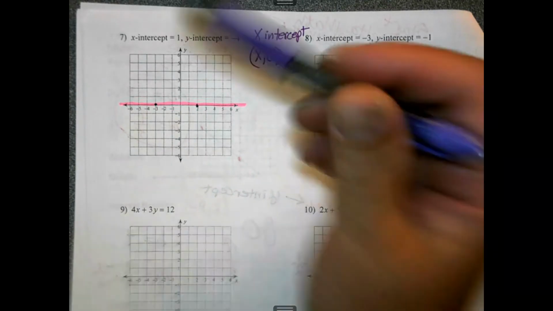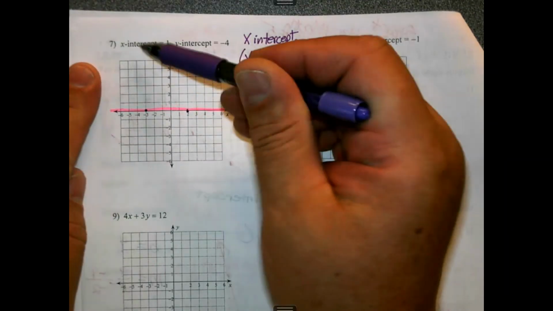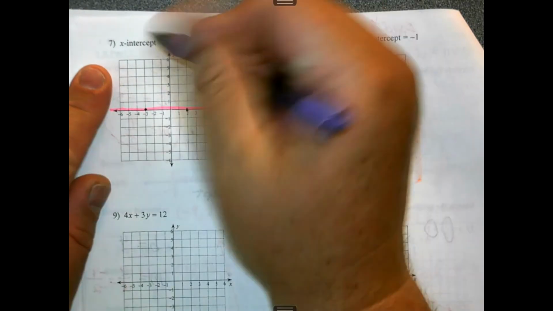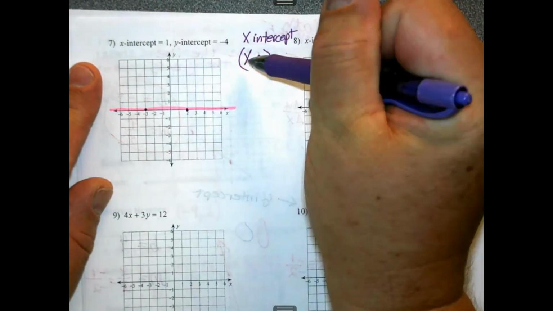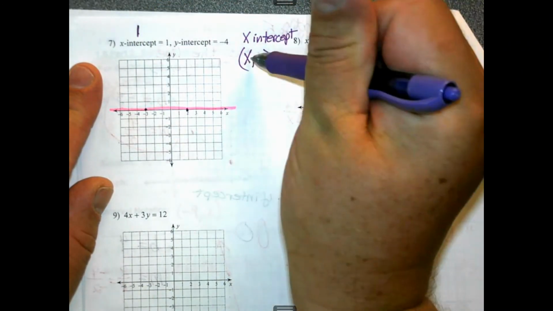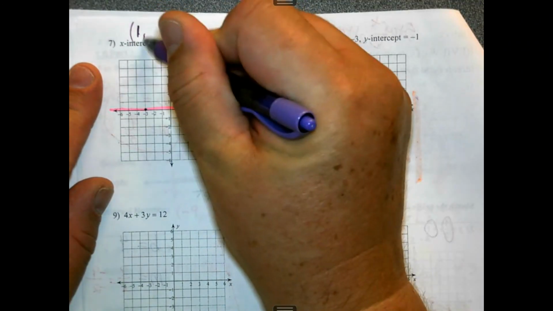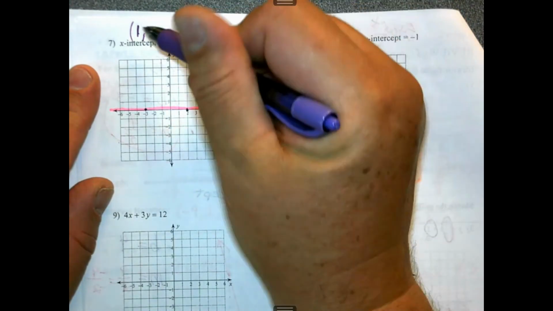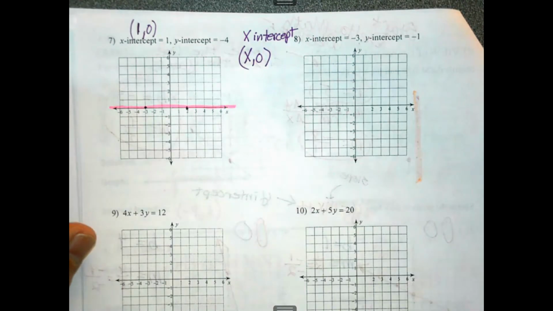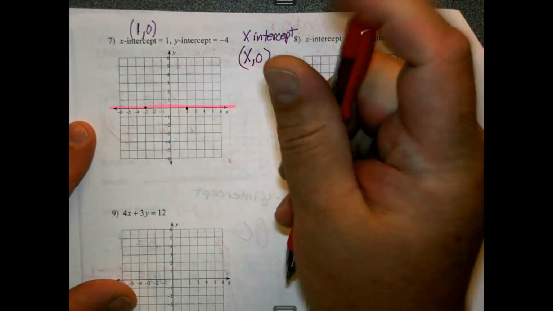So if I were to come over here and say they give us the x-intercept equals 1, I'm going to substitute in the value of 1 for my x, and y is always going to be 0. So there's one of my points, 1 comma 0.